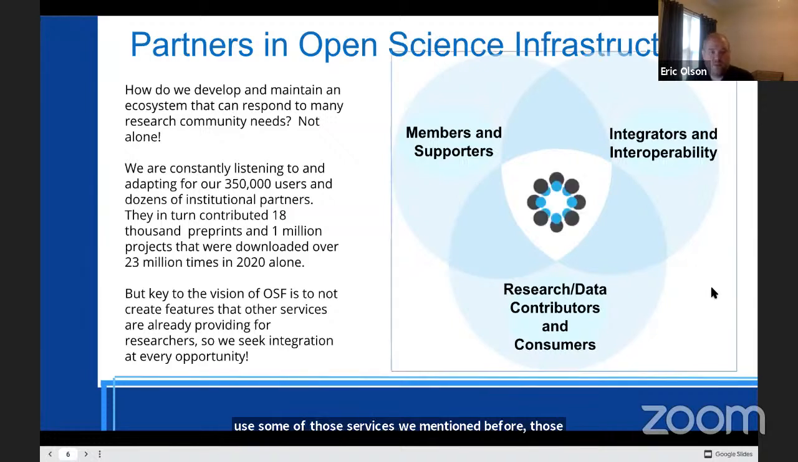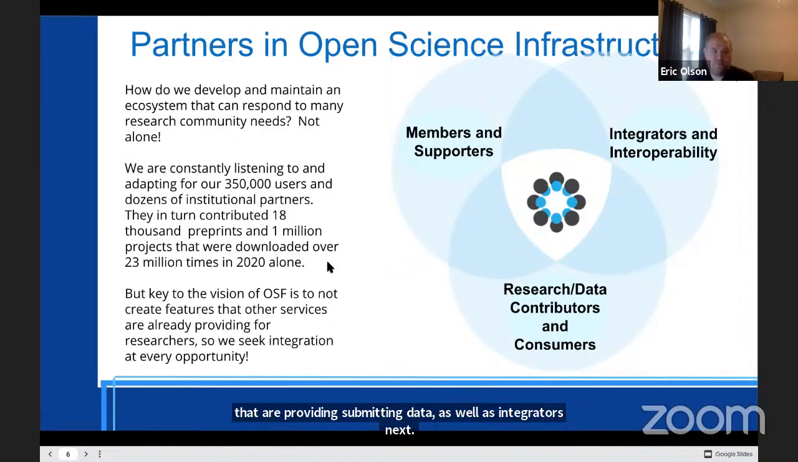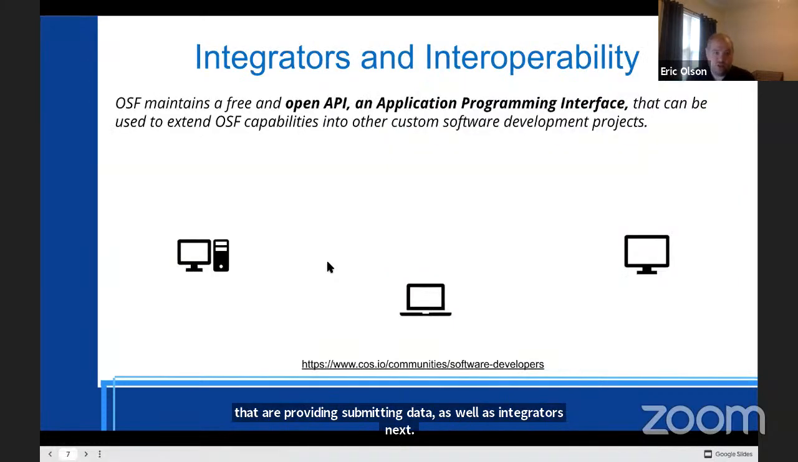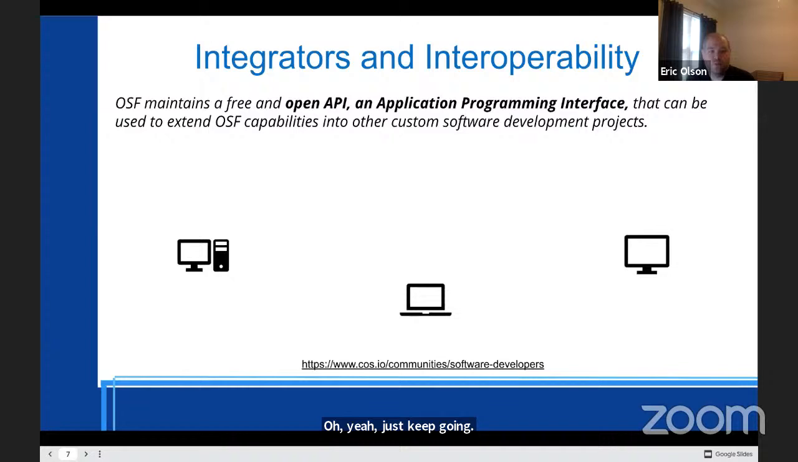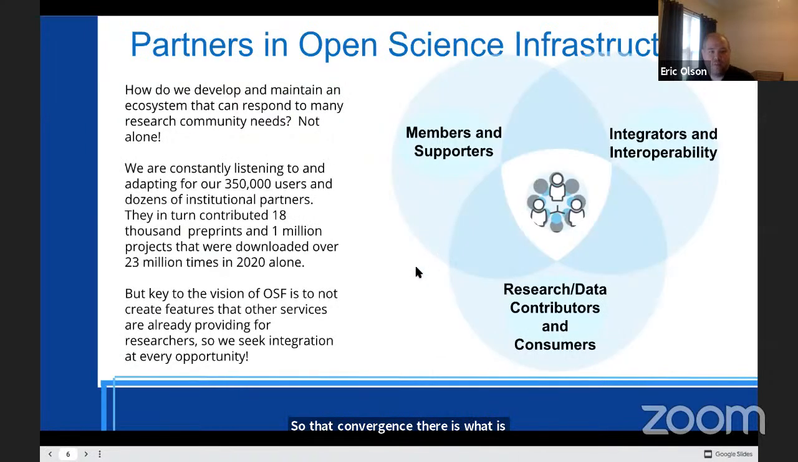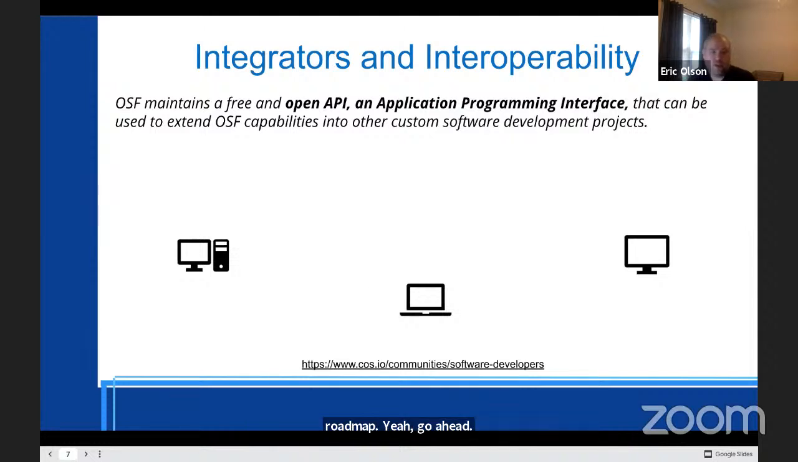Next. So that convergence there is what defines our roadmap. And so the two ways we enable integrations is one with an open API that allows other systems to exchange data with the OSF, to talk with the OSF. And we have some outstanding partners that already use this. Just click through this one.